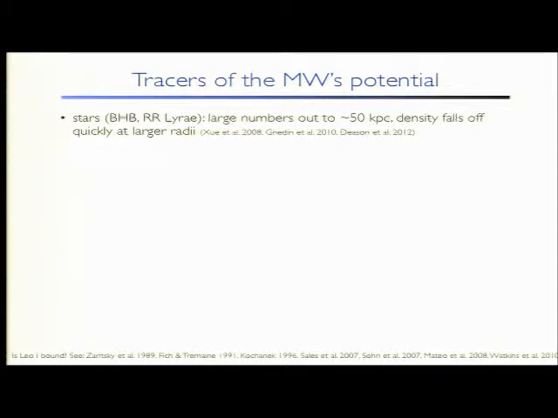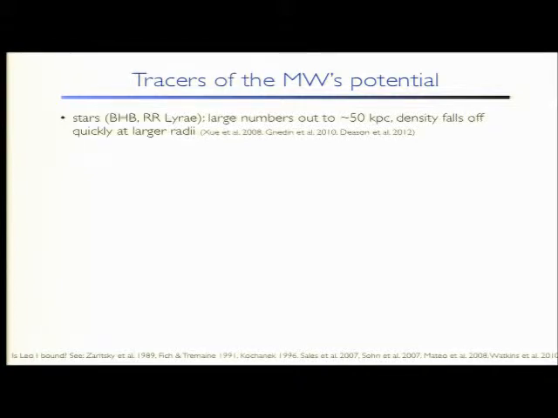Okay, so how do we try to measure the mass of the Milky Way usually? Well, oftentimes this is using tracers of the Milky Way potential at as large a radius as possible. So generally this is done with stars, say blue horizontal branch stars or RR Lyrae. In the galactic halo, these can be measured out generally in large numbers to maybe 50 or 60 kiloparsecs, so this is with SDSS frequently. The density falls off pretty sharply though beyond 50 kiloparsecs or so. Oleg Gnedin has a sample of BHB stars that go out to about 80 kiloparsecs, and recently Alis Deason and collaborators have a handful of stars even at larger radii.